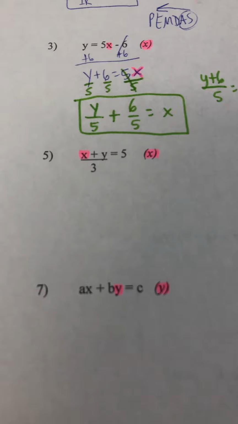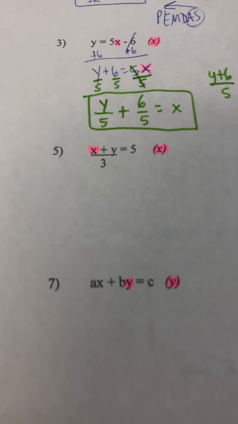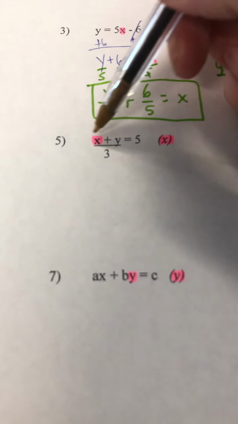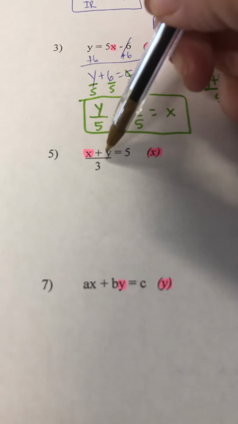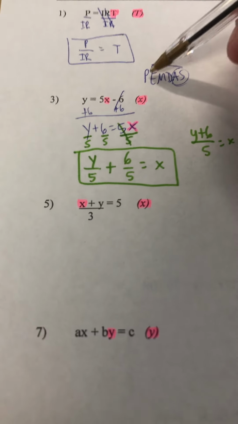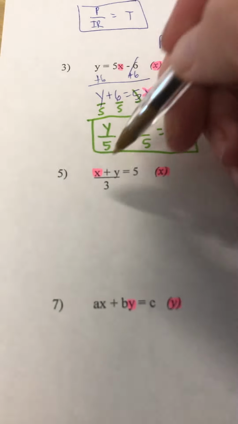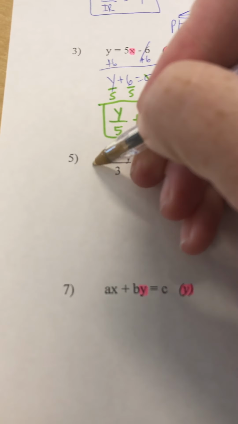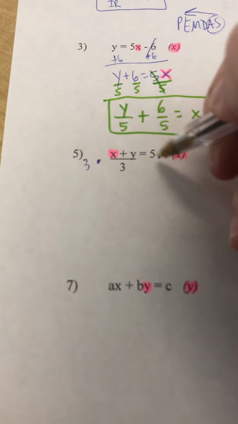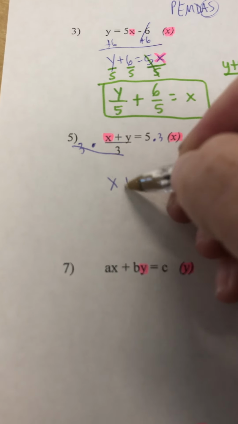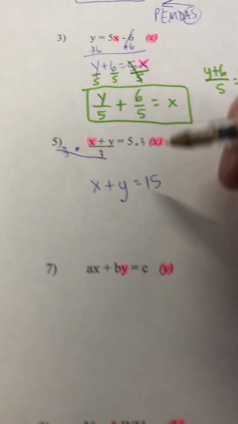All right, here's a toughie. So right here we can see that we have x plus y. There's an assumed parentheses there. So again, that's the last thing in PEMDAS. So this is all divided by 3, so we've got to multiply by 3. And since those are both numbers, we can actually do that. X plus y equals 15.